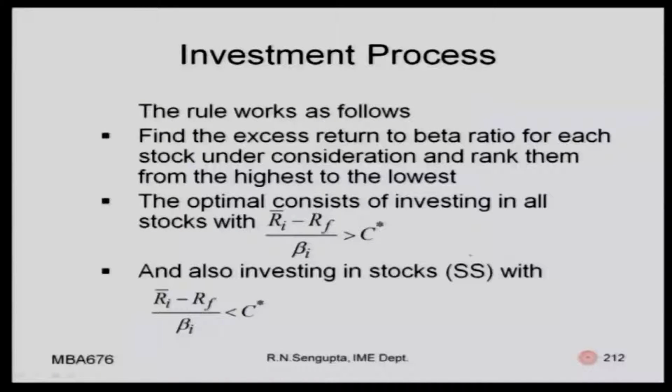The rule works as follows: find the excess return to beta ratio for each and every stock, as we did for the last set of problems under consideration, and rank them from the highest to the lowest. The optimum consists of investing in all the stocks where the values are greater than or equal to C star, and also investing in stocks in a short selling mode for which the value of Ri minus Rf divided by beta is less than or equal to C star.